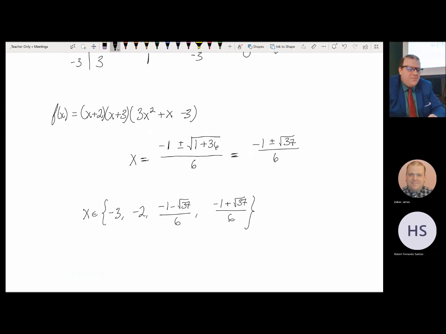So if you wanted to express those as factors, it'd be quantity x plus 3 times quantity x plus 2 times quantity x plus quantity 1 minus root 37 over 6. If you're going to do plus, that means you're factoring out negative. It'd be 1 plus root 37. And the other one would be x minus negative 1 plus root 37 over 6. Right, because it's x minus each of these. So it'd be x minus negative 3, x minus negative 2, x minus this, and then x minus that.